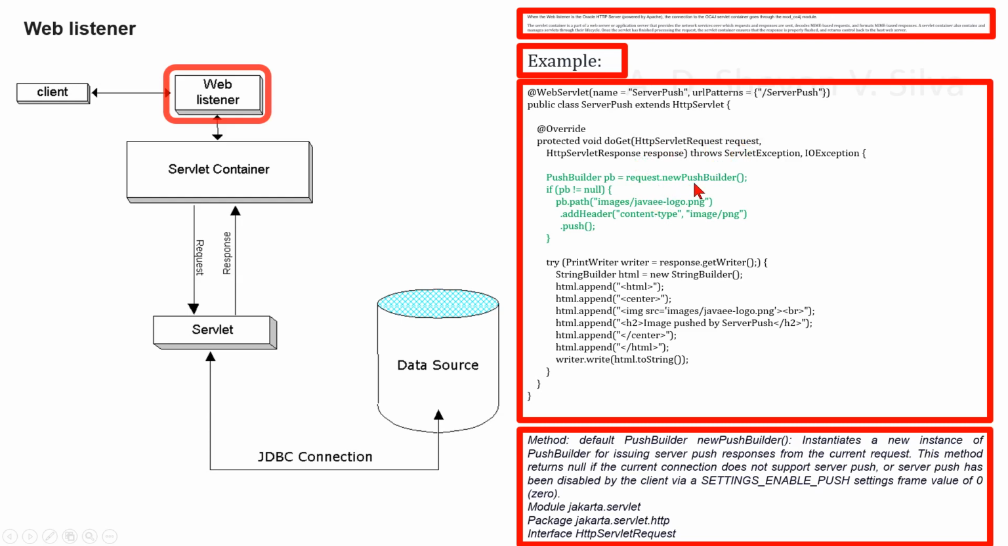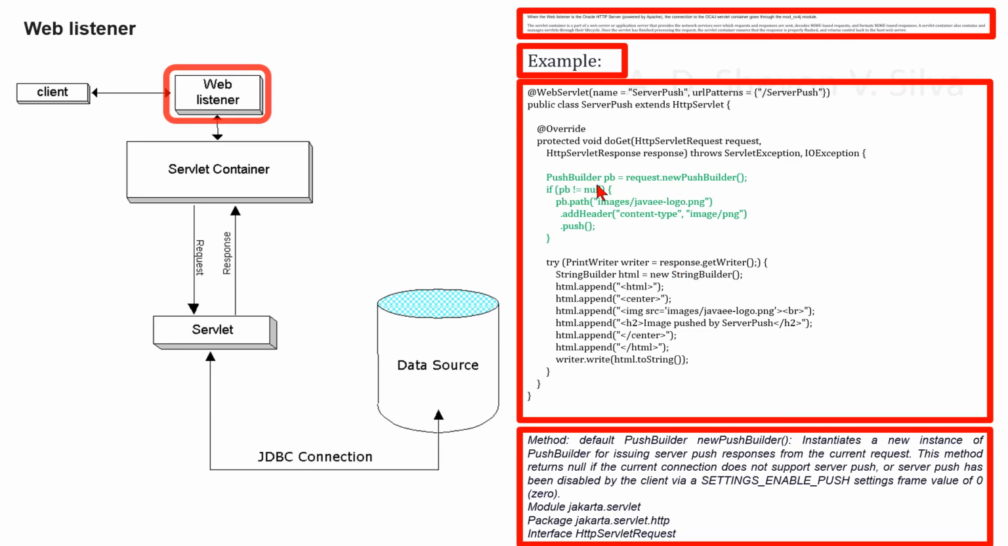This method returns null if the current connection does not support server push, or server push has been disabled by the client via a SETTINGS_ENABLE_PUSH settings frame value of 0. This is in the interface HttpServletRequest, and that is in the package jakarta.servlet.http, and that is in the module jakarta.servlet.